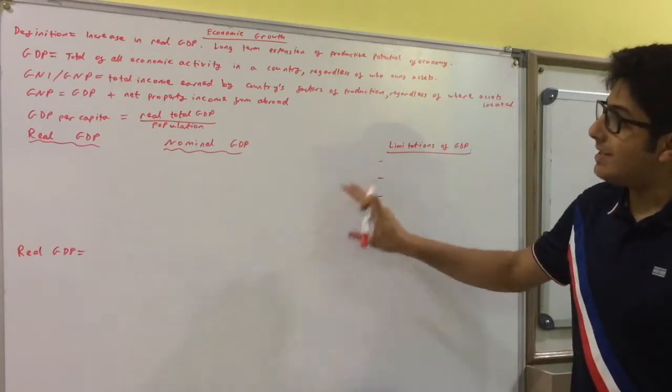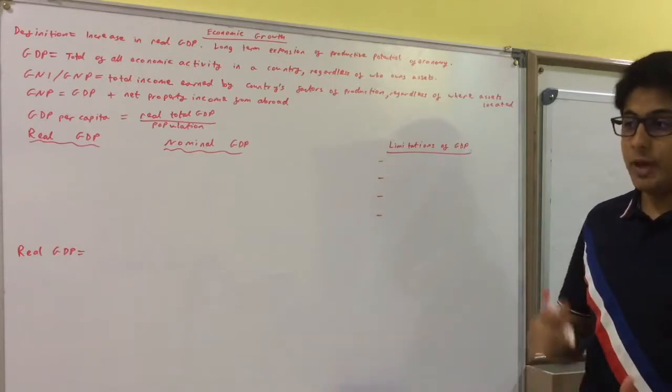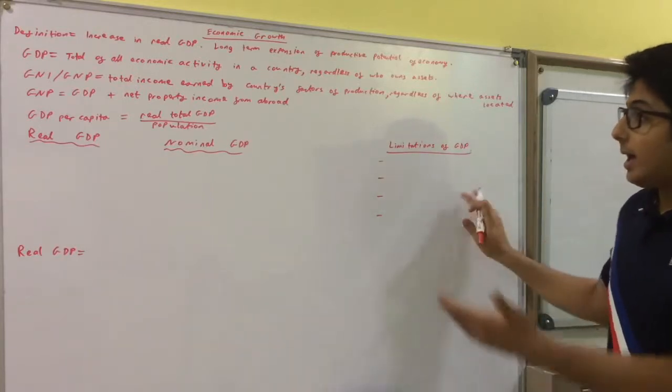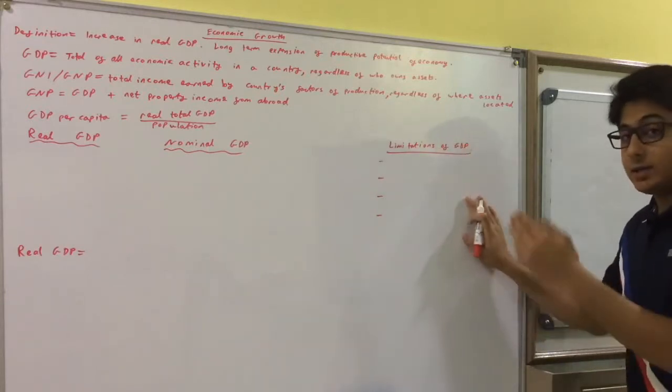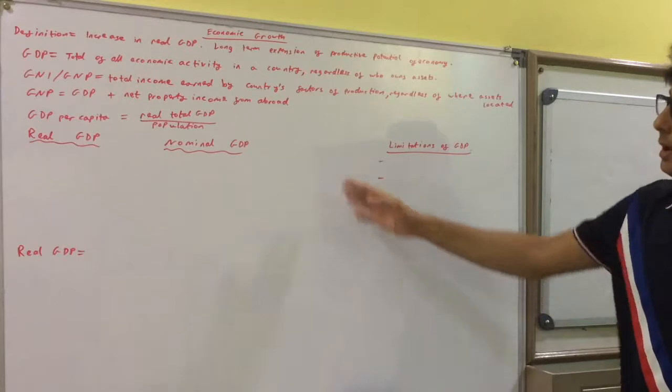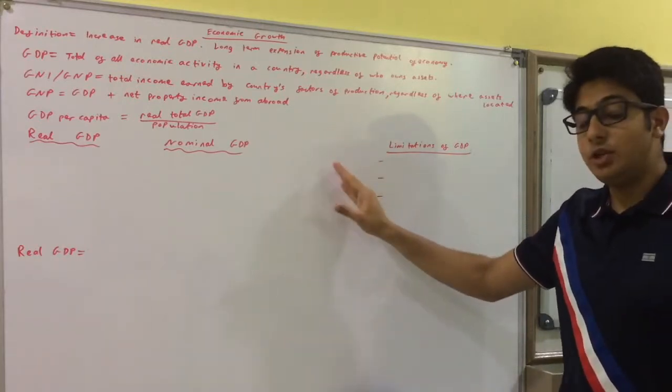So, what is the definition of economic growth? Economic growth is an increase in real GDP, okay? And it can also be defined as a long-term expansion of the productive potential of the economy. What is GDP? That is a key definition you need to know.